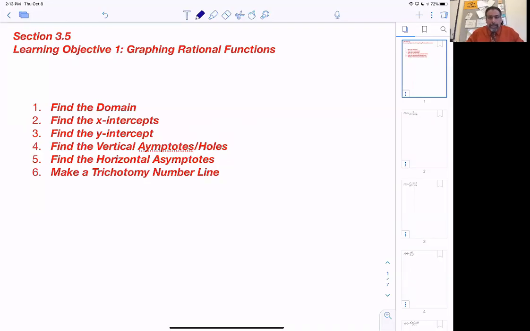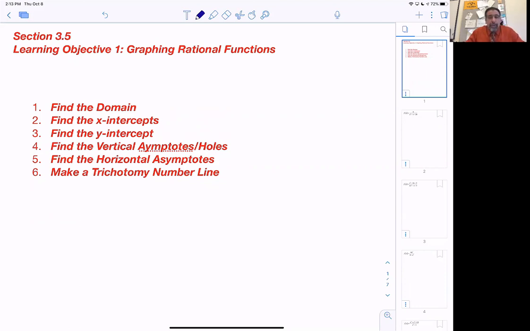We are looking at section 3.5, and our objective is to graph rational functions. I'm going to give you an outline that you're going to follow for every single one of these problems. As a matter of fact, I've also included a typed up set of notes for you that you can find in Blackboard. I'll also try to attach it here at the YouTube video as well. So without any further ado, here are the steps to graphing rational functions.